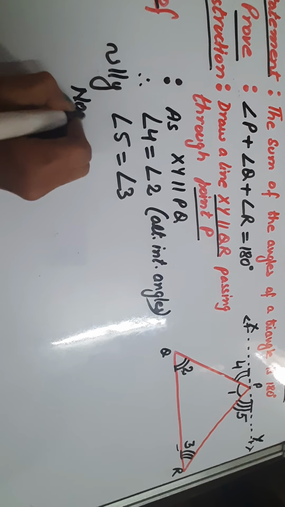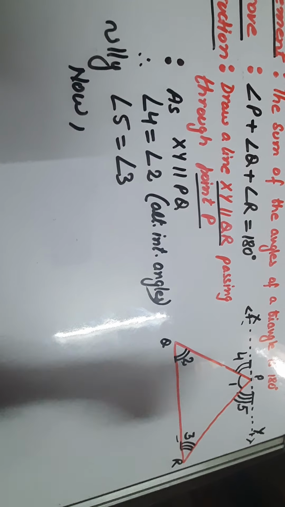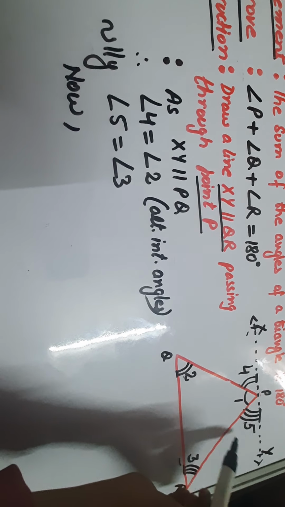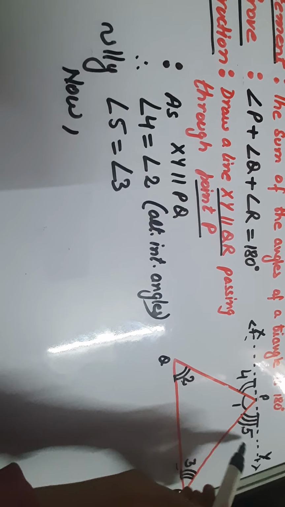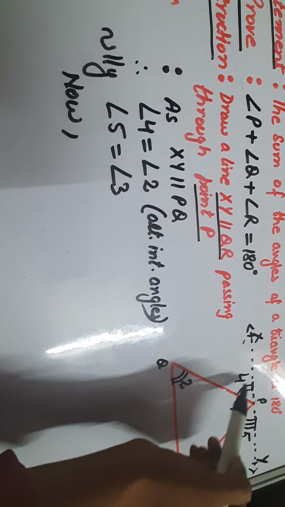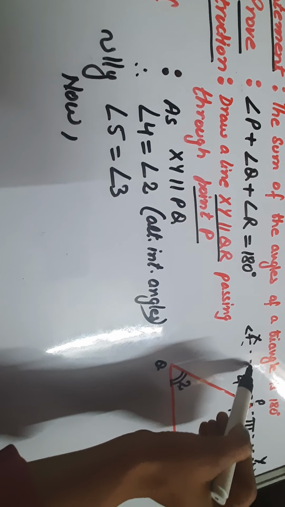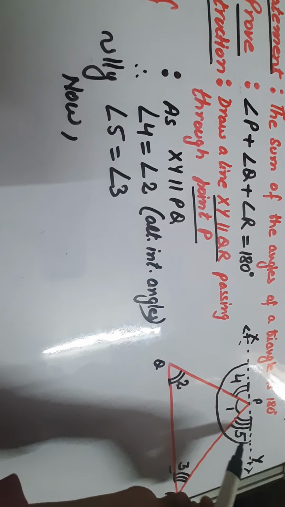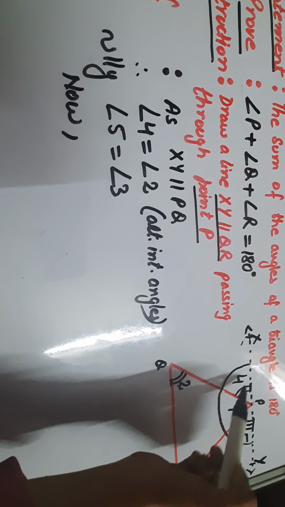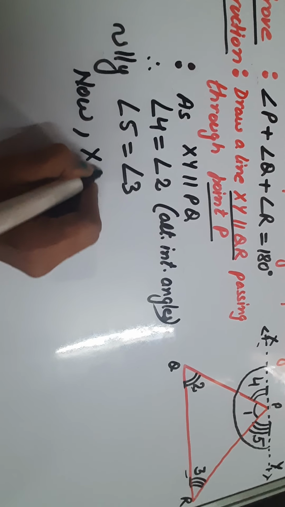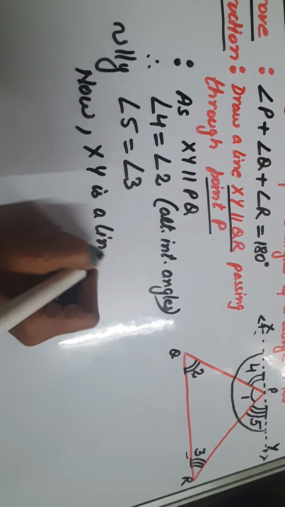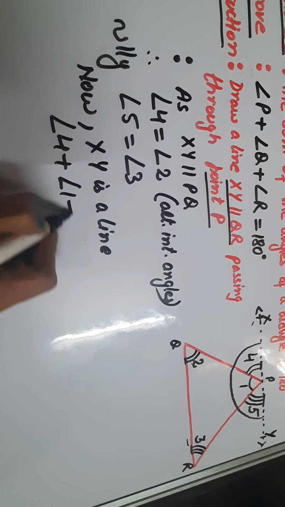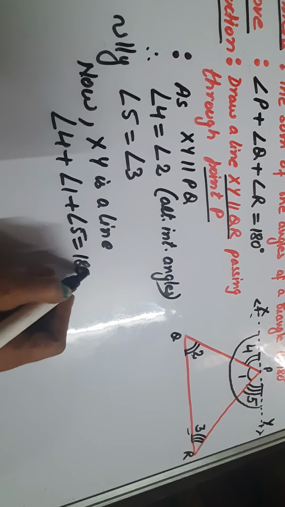Now what we will do? Now as XY is a line, and if you see that all the three angles 4, 1 and 5 are forming a D on the straight line XY, means they are forming half angle. That means if I join all these three angles, we are getting half angle. Means the sum of these angles must be 180 degree because they are lying on the straight line. Now, as XY is a line, therefore the angles lying on the straight line, their sum will be equal to 180 degree, right?